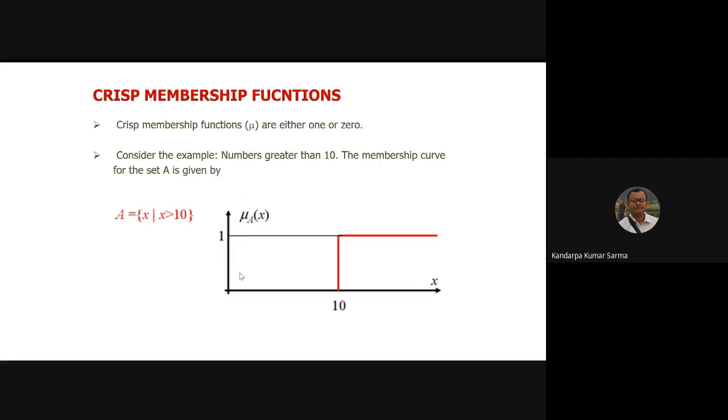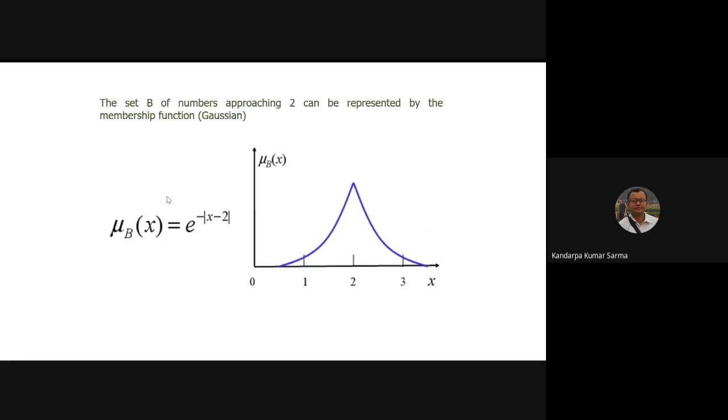So here is a depiction of the crisp membership functions. There will be just two limits, 0 and 1. And here is a very common fuzzy membership function, that is the Gaussian membership function, used for most of the real world situations or real world representations.